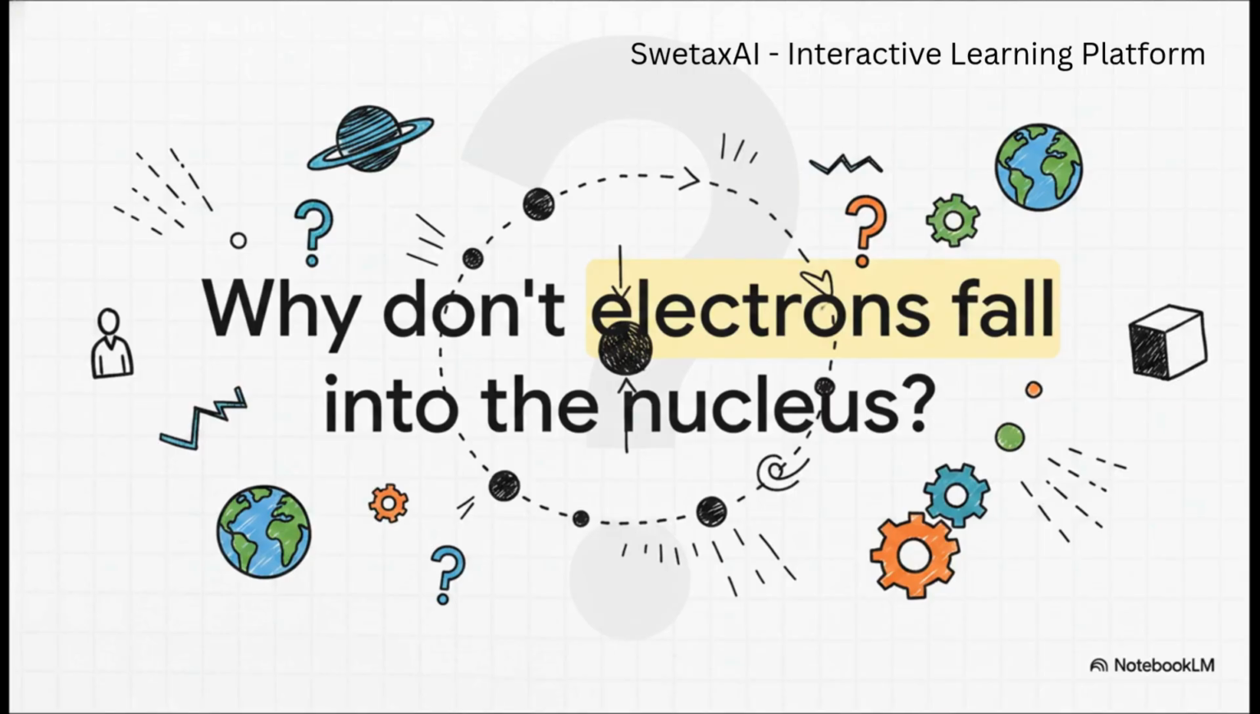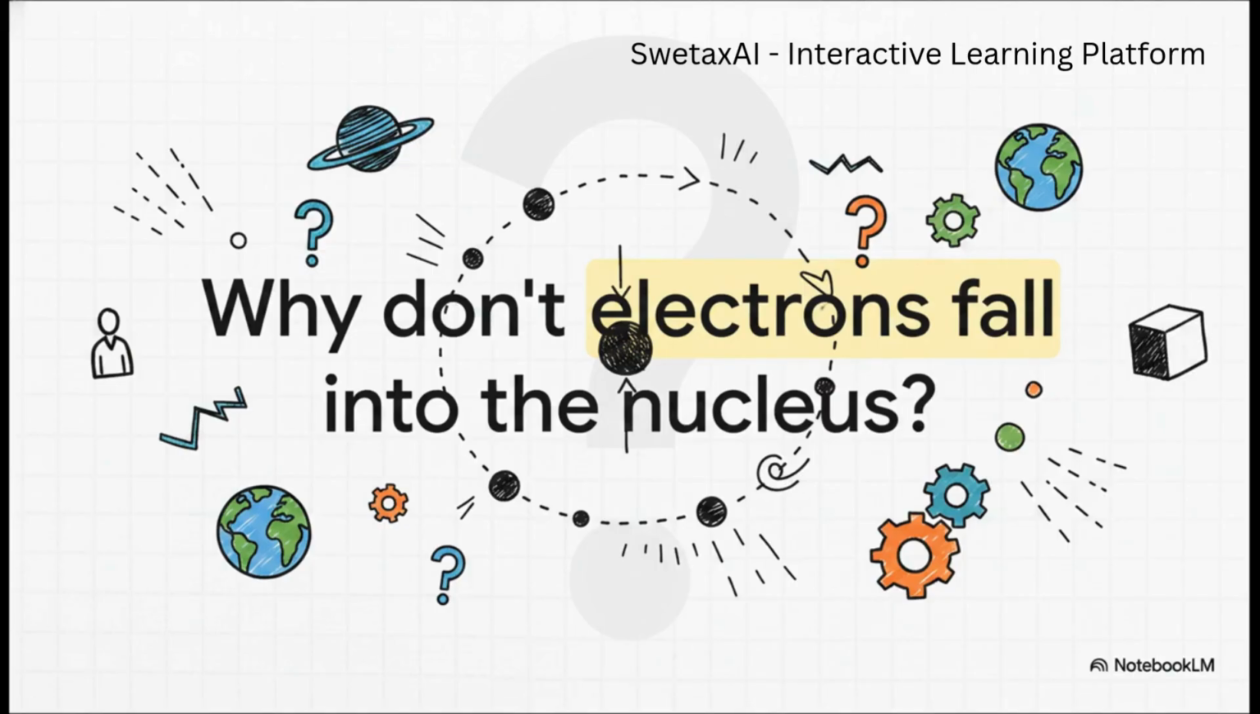If orbiting electrons are supposed to lose energy according to the established laws of physics, why don't they fall into the nucleus and collapse the atom entirely? Think about it for a second. If Rutherford's model was 100% correct based on classical physics, every single atom in the universe should spiral inward and destroy itself in a fraction of a second. You, me, the Earth, none of it should exist.